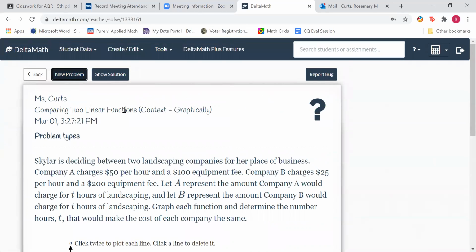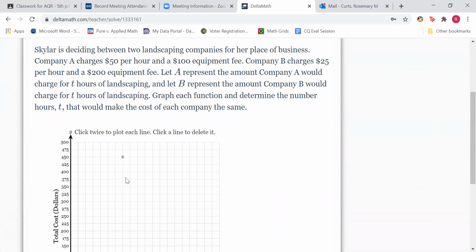So we go to a new problem. And here's a different one. Skylar is deciding between two landscaping companies for her place of business. Company A charges $50 an hour and a $100 equipment fee. Company B charges $25 an hour and a $200 equipment fee.